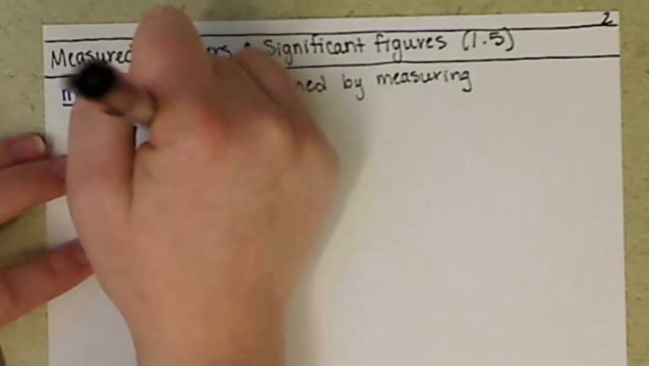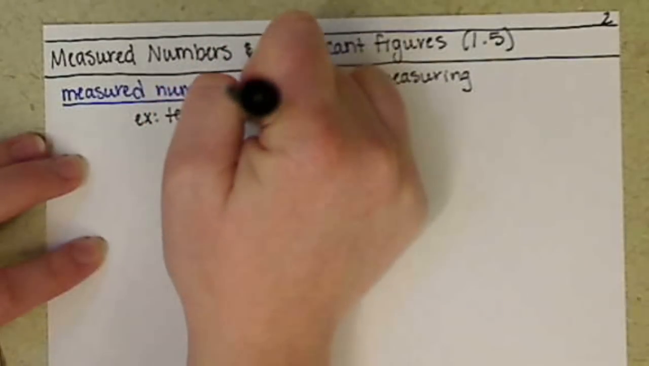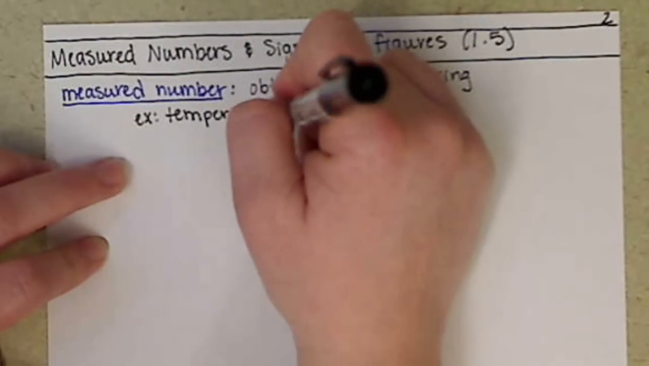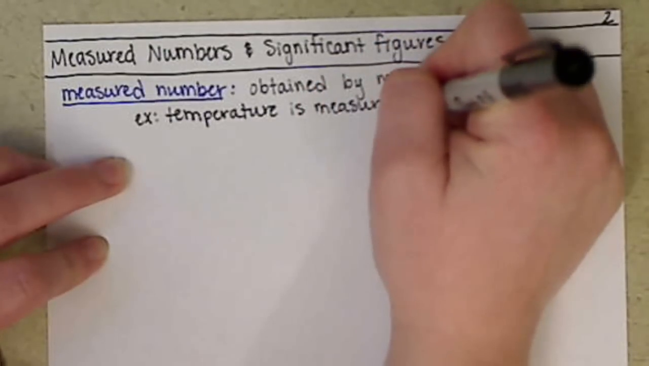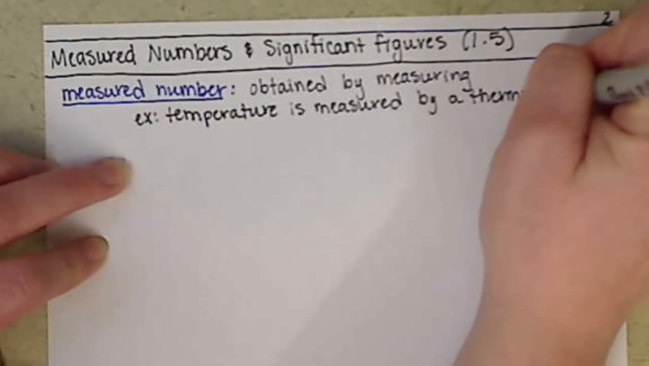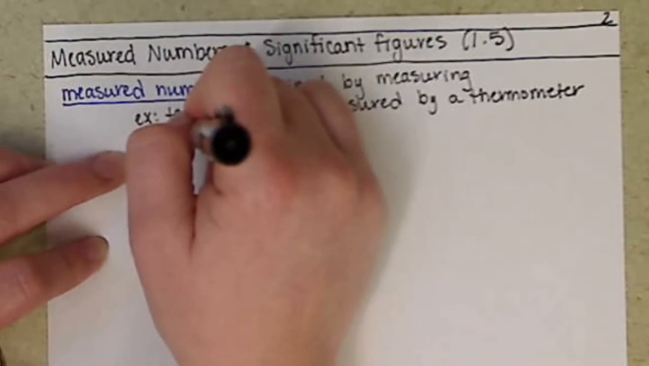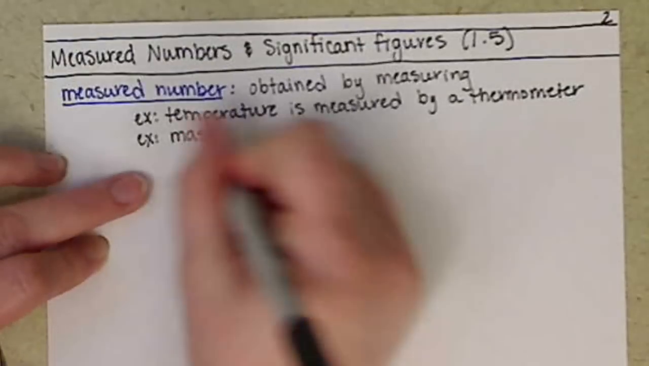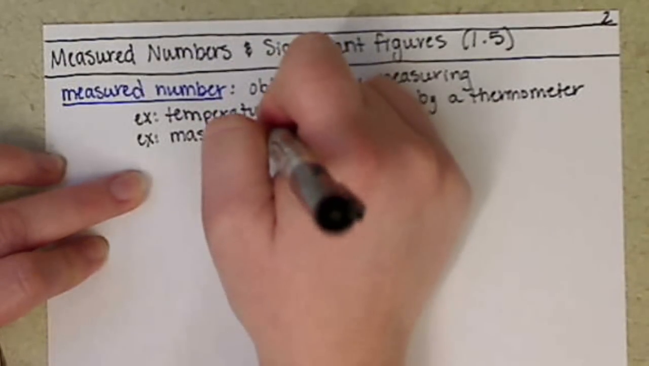All right, so measured numbers are obtained by measuring. An example would be anytime you take temperature. We measure that by a thermometer. Or if we're looking for the mass of something versus weight, mass is what we look at in chemistry. This is usually measured by a balance.